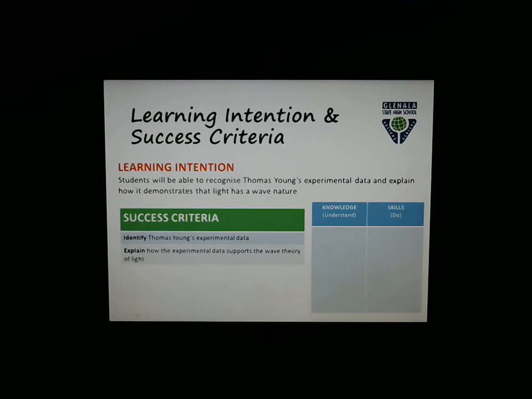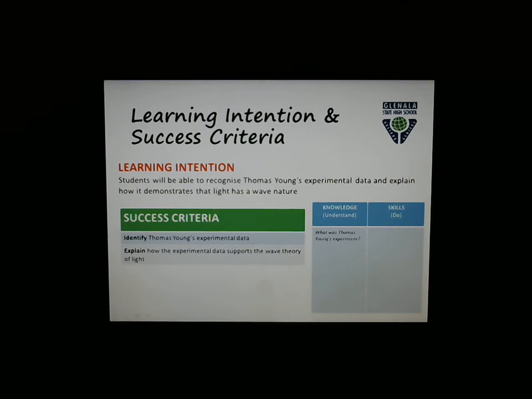Okay, so having a look here, we can see we're after that students will be able to recognise Thomas Young's experimental data and explain how it demonstrates that light has a wave nature. So there's a couple of things there. I've tried to elaborate that out a little bit. Identify firstly Thomas Young's experimental data. You've got to be able to recognise it. Then explain how the experimental data supports wave theory.